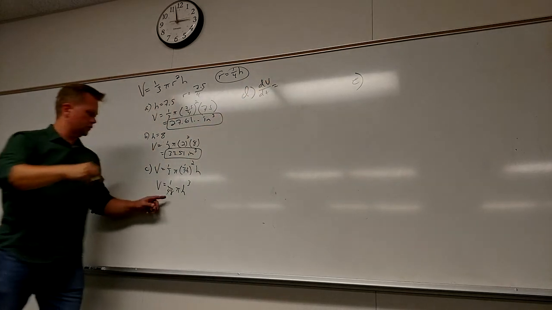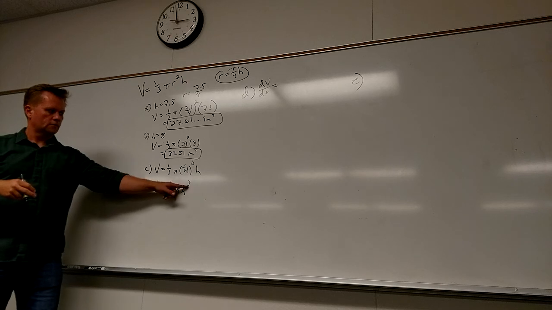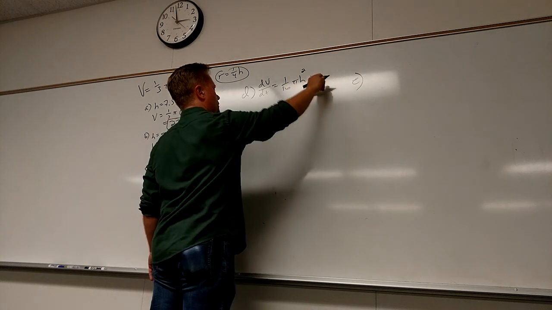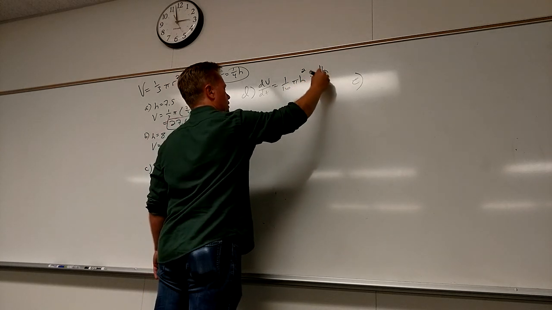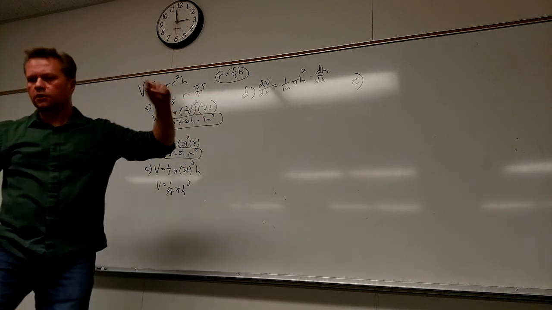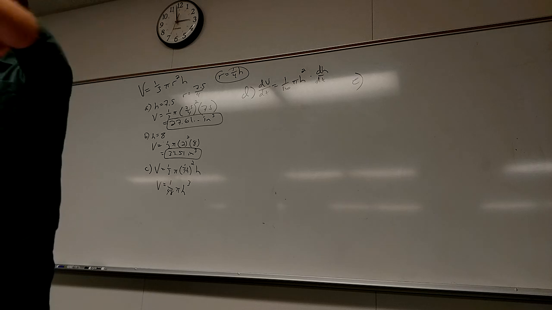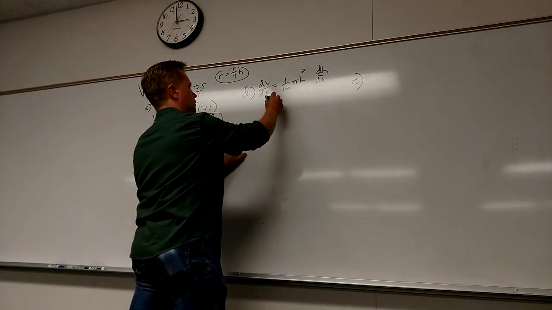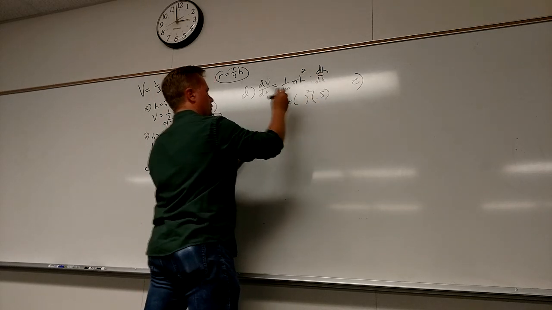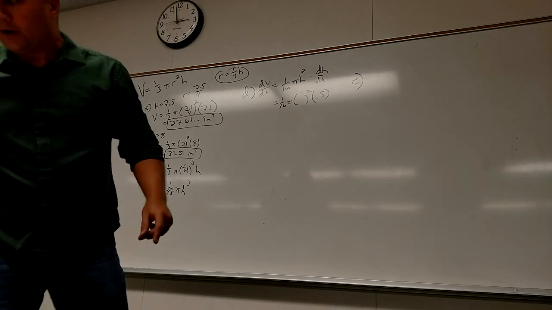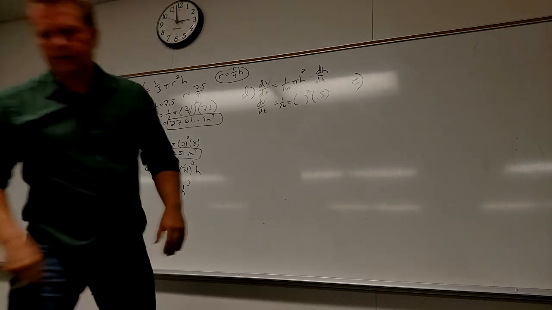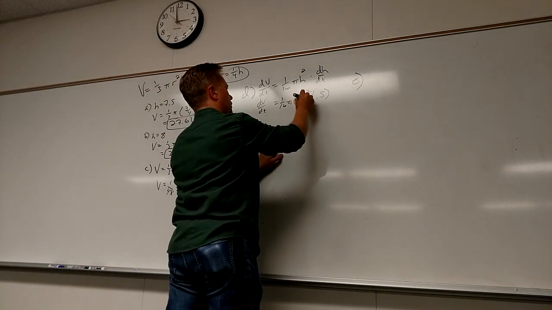dV/dt equals 1/16 pi h squared times dh/dt, and you should have identified the things that you need to know. It's asking you, the height is increasing at a rate of 1/2 inch per year, so that's going to go where? dh/dt, so that's 0.5. How quickly is the volume changing? I want to figure out what dV/dt is when the height is 7.75 inches.